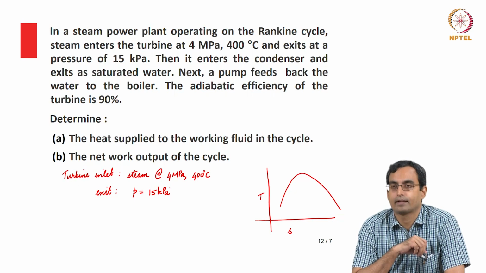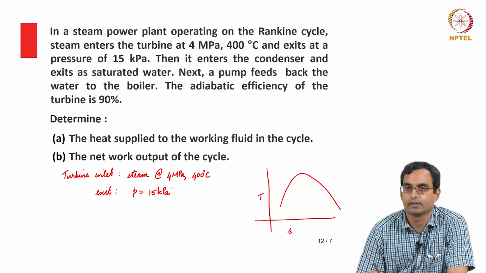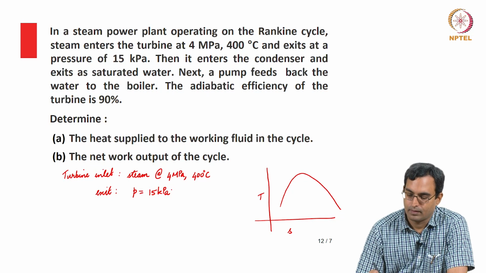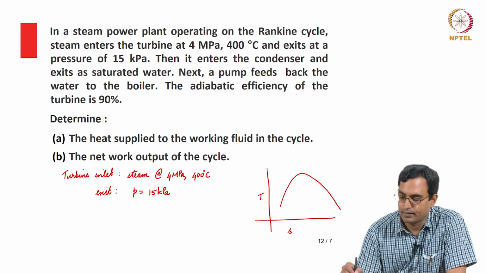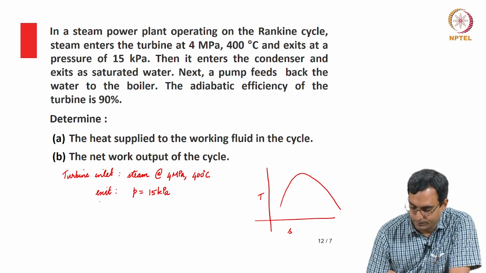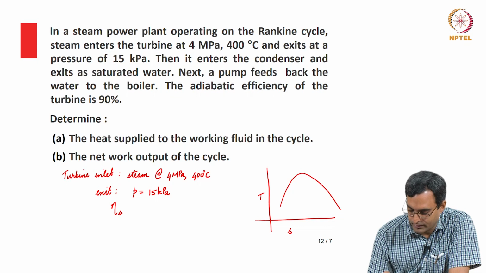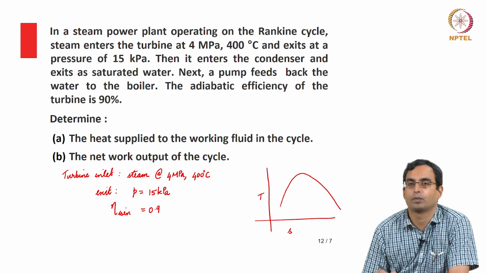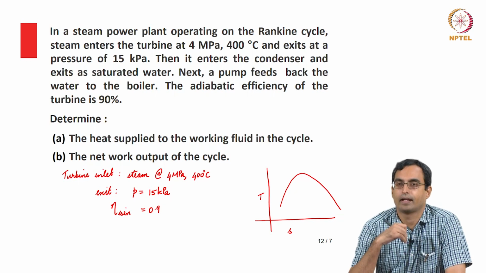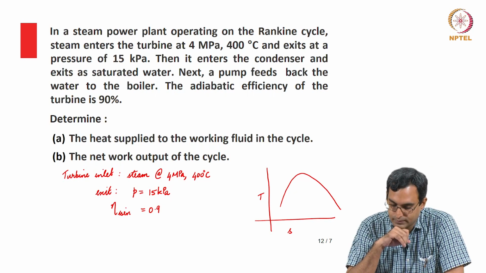In the ideal Rankine cycle, this would be an isentropic process. So, I should be able to draw this. But in this case, I am also given an adiabatic efficiency for the turbine, or an isentropic efficiency for the turbine, which is 0.9. So, what I can do is first draw the ideal cycle and then draw this real cycle.